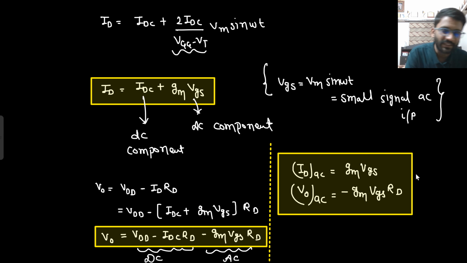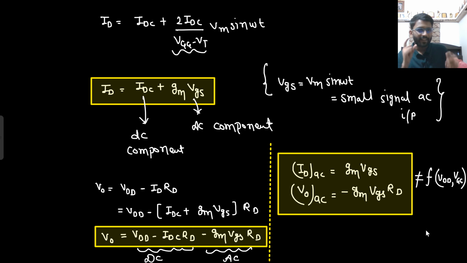Here, what we see is that both of them are not a component of VDD or VGG, not a function of VDD or VGG. That's why we say that while doing the AC analysis, we can short circuit the DC supply. Why so? Because by the detailed analysis, we got to know that in the final current there are two expressions, DC current and AC current. In the final output as well, there are two expressions, DC voltage and AC voltage.